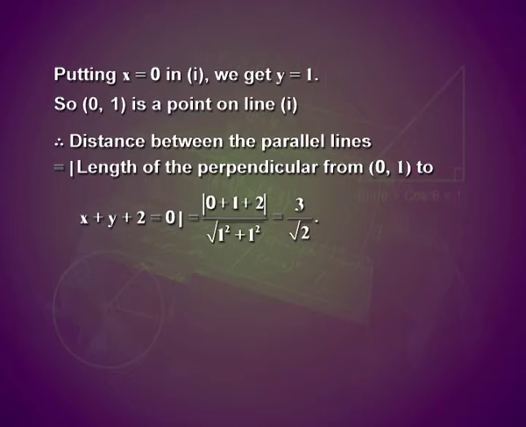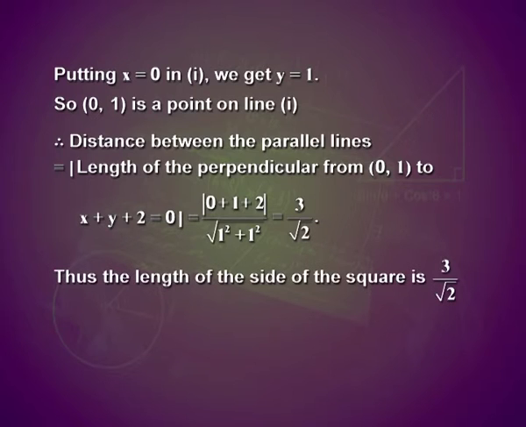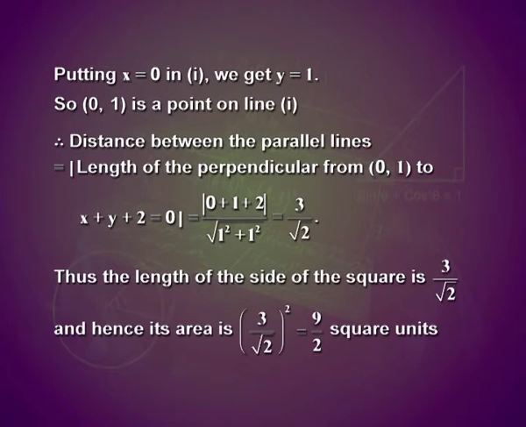That is equal to (0 + 1 + 2) upon square root of 1 square + 1 square, that is equal to 3 upon square root 2. Thus, the length of the side of the square is 3 upon under root 2 and hence its area is (3 upon under root 2) whole square, that is equal to 9/2. Let us solve another example here.